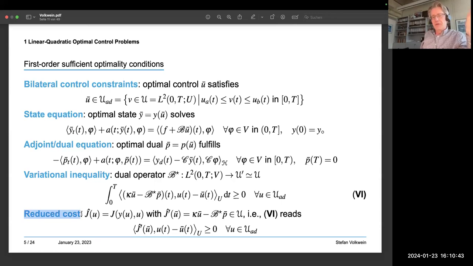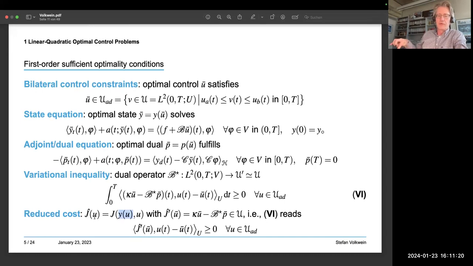It's a reduction of the optimization problem. The optimization problem is in Y and U. Now we replace this Y by a formula, because we know that for each U there exists a unique state. So the state is a dependent variable on the control. When we replace it, we introduce only a cost functional which acts on the control, and we call this the reduced cost functional.